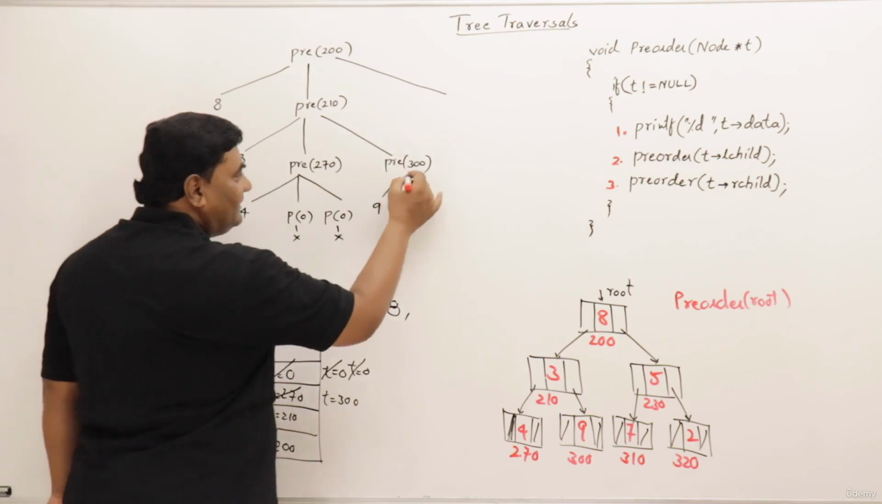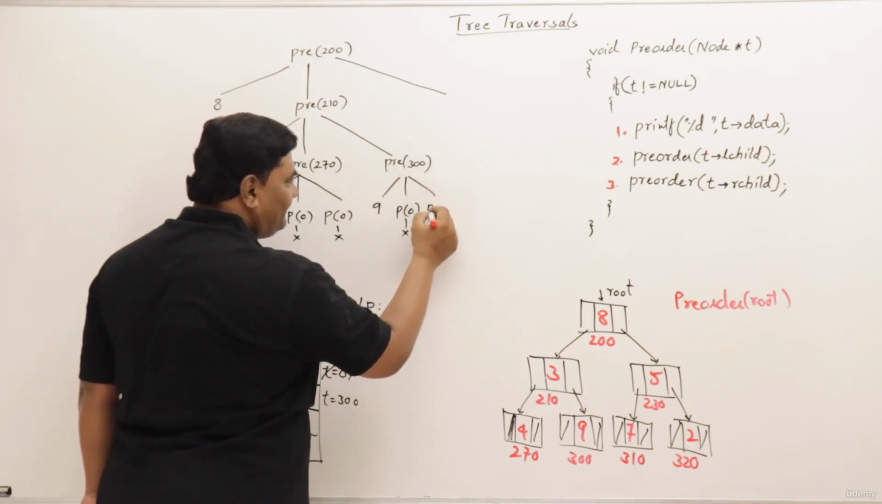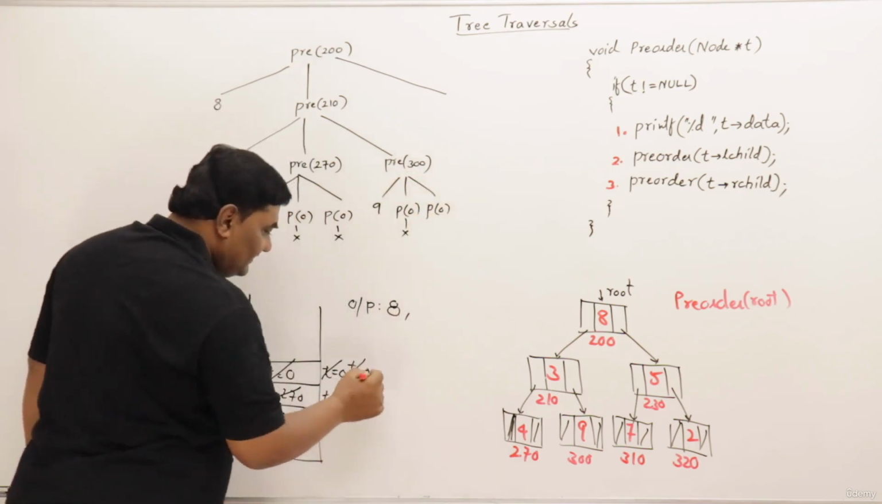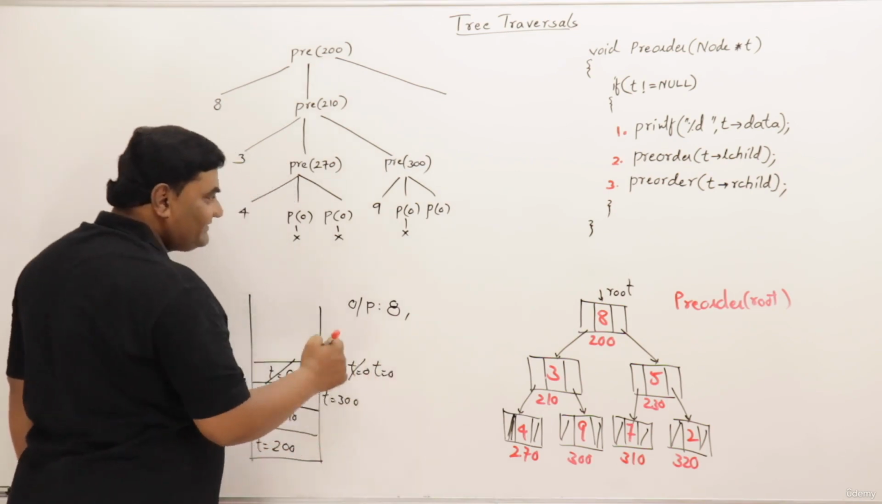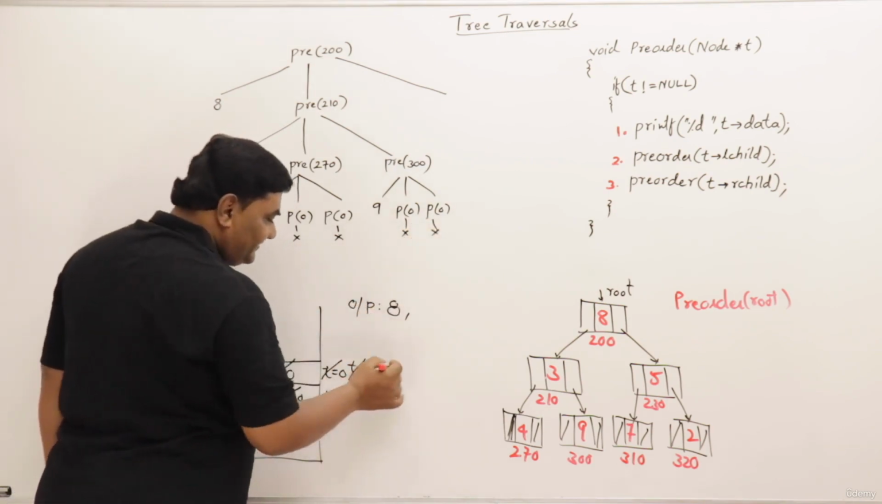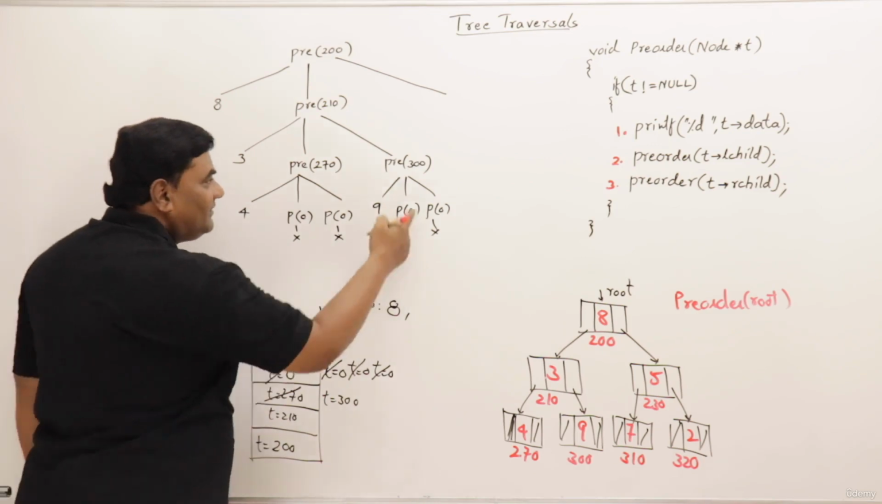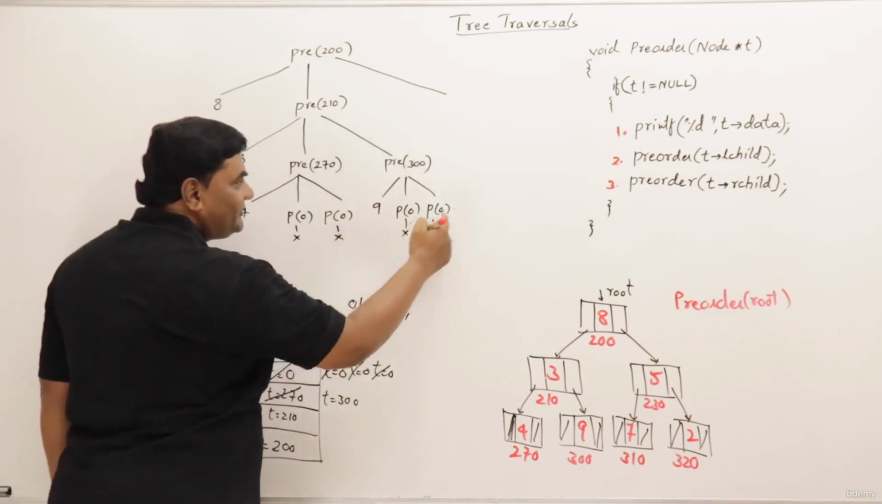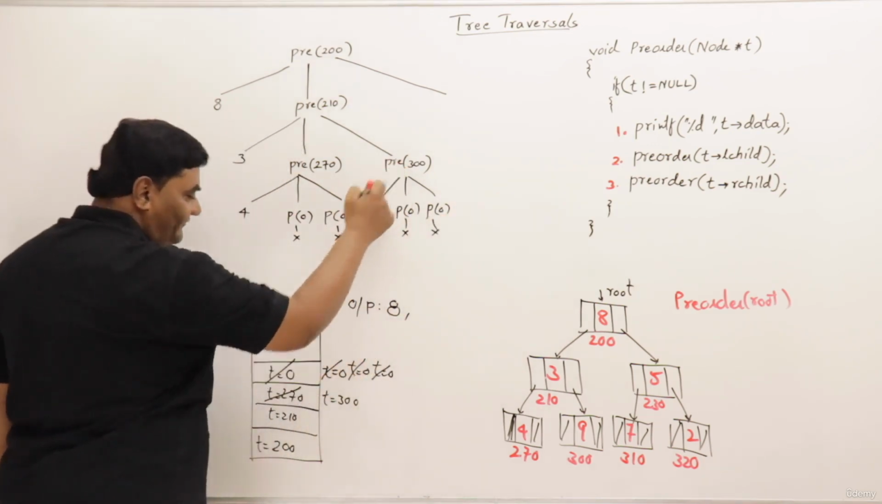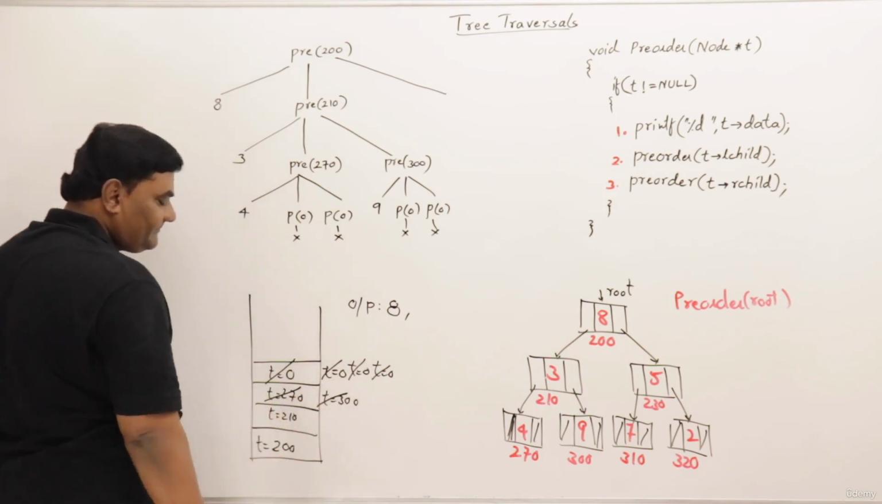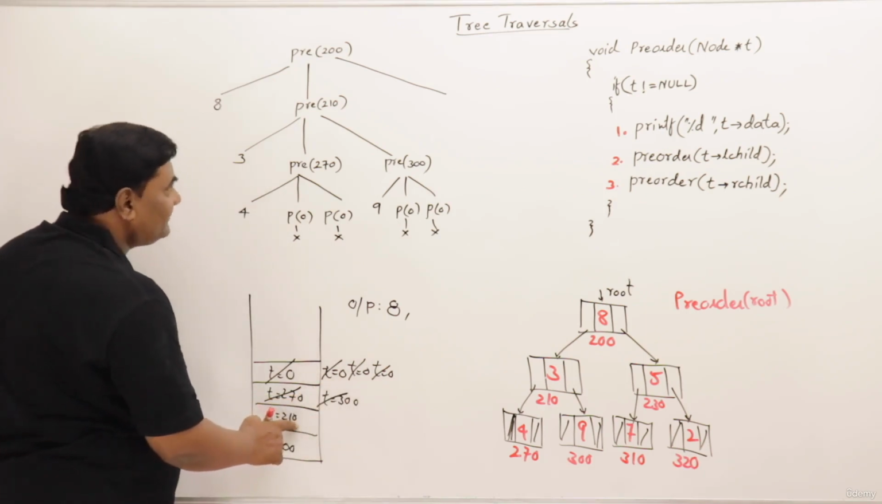Back to this one. Third step, call upon right child. This is also null. So new activation record is created. This is null, so this terminates. So this is over. Go back to this call. This call, all three steps are over. So this call finishes. Now it goes back to 210.